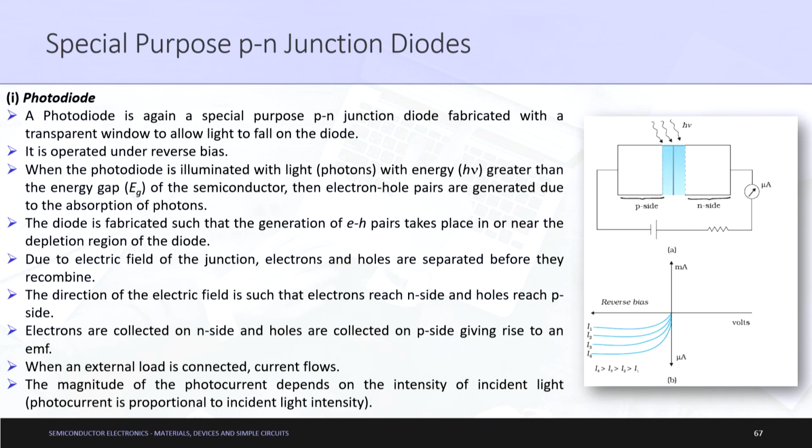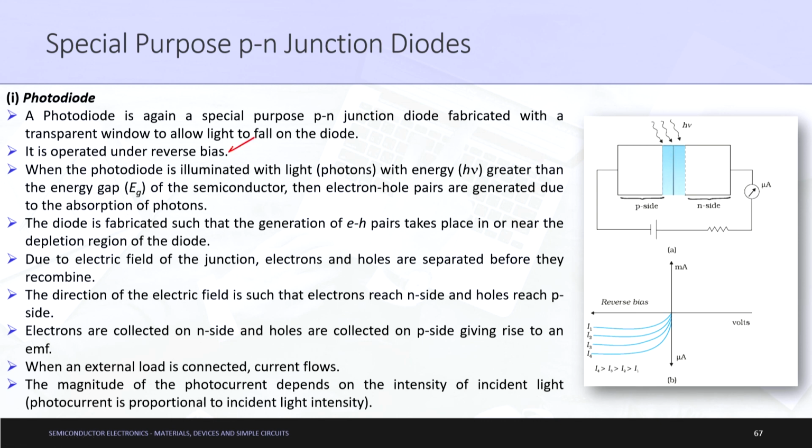A photodiode is again a special purpose PN junction diode. Everything we are talking about is a PN junction diode only. A photodiode is a special purpose PN junction diode fabricated with a transparent window, to allow light to fall on the diode. It is operated under reverse bias.